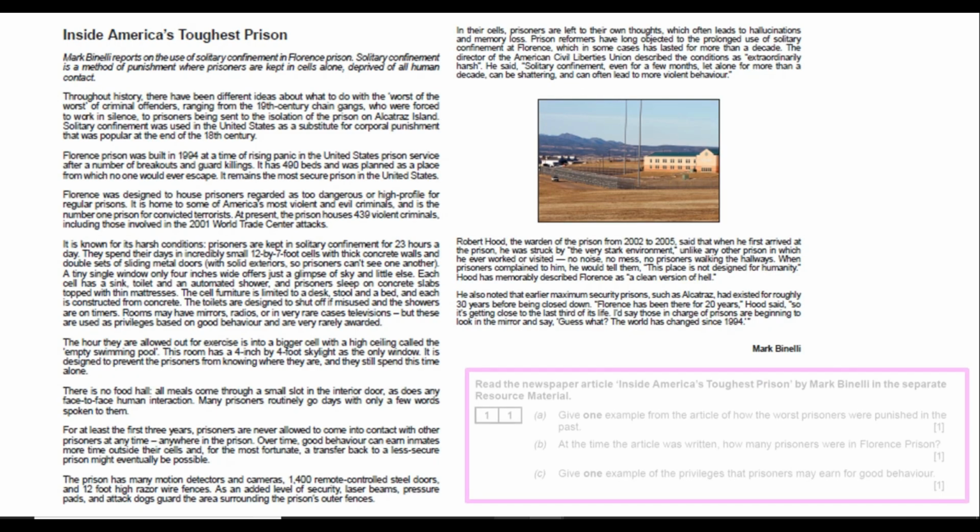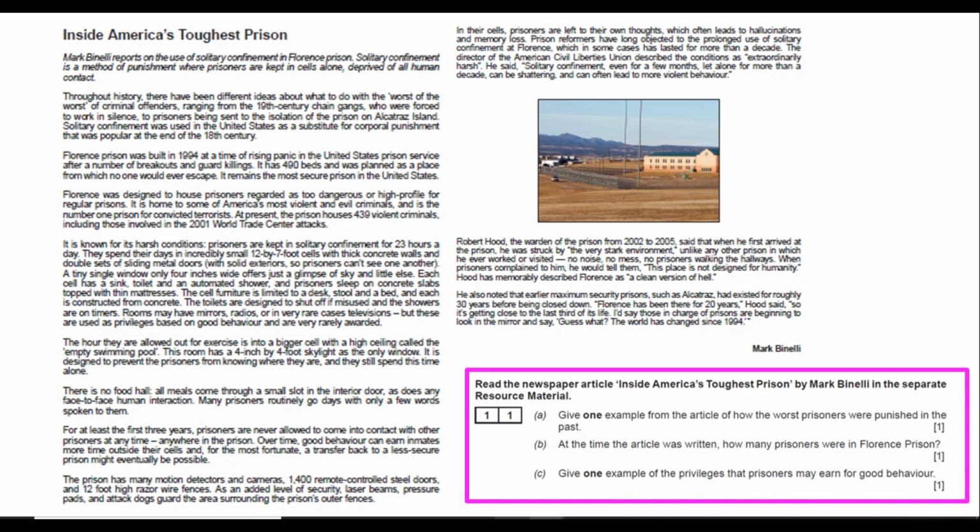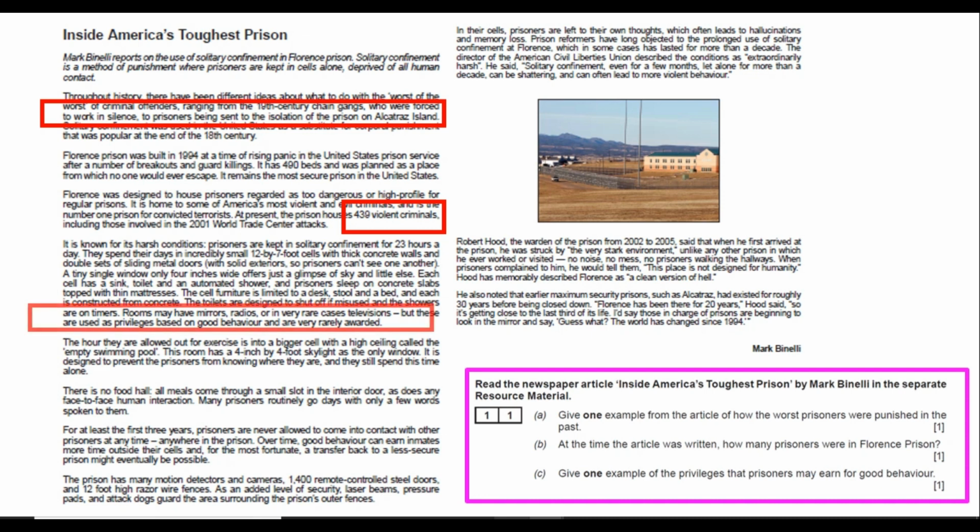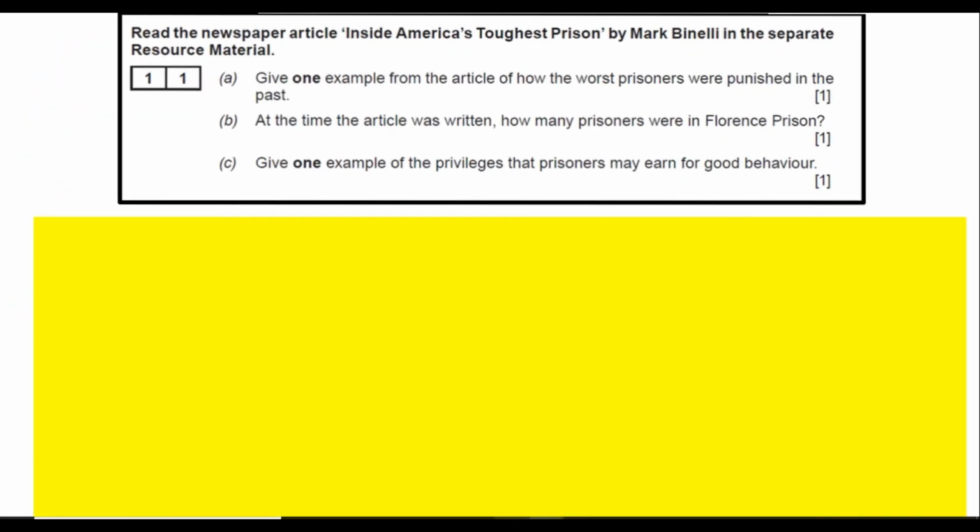So for example, if we look at it: give 1 example from the article about how the worst prisoners were punished. Somewhere in there it says they were forced to work in silence. B, at the time the article was written, how many prisoners were there in Florence prison? Again, try and find it, and it tells you it's 439. And then it says, give 1 example of the privileges that prisoners may earn for good behaviour. Again, find it, and it says they may be given mirrors, radios, and so on.